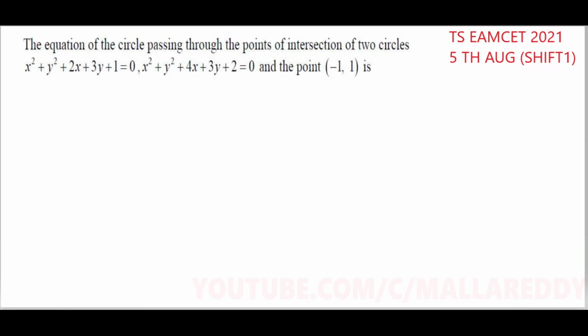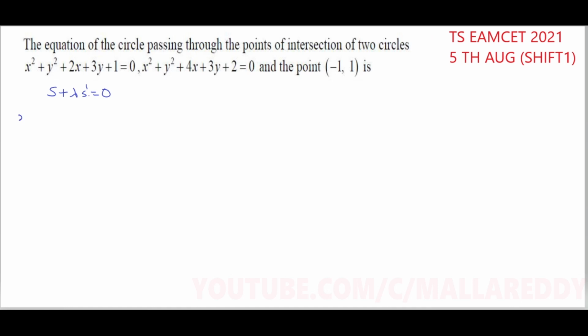The equation of the circle passing through the point of intersection of two circles x square plus y square plus 2x plus 3y plus 1 equals 0 and x square plus y square plus 4x plus 3y plus 2 equals 0, and the point (minus 1, 1), is written in the form S plus lambda S dash equals 0. Here S equals 0 is the first circle and S dash equals 0 is the second circle.